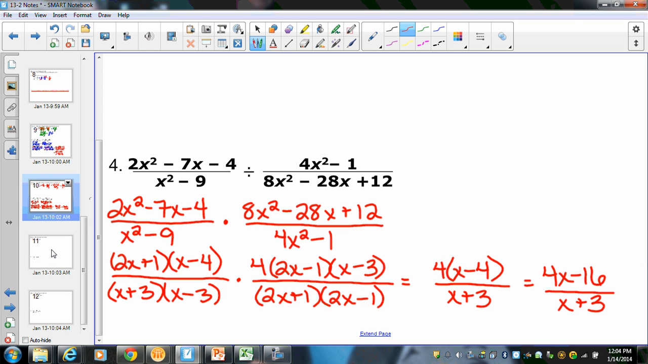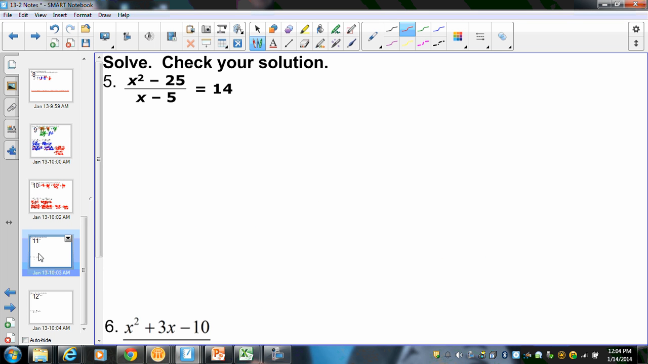Okay, so that kind of covers dividing. It's really the same as yesterday, except you have to flip that second fraction first. So now let's talk about solving rational equations.